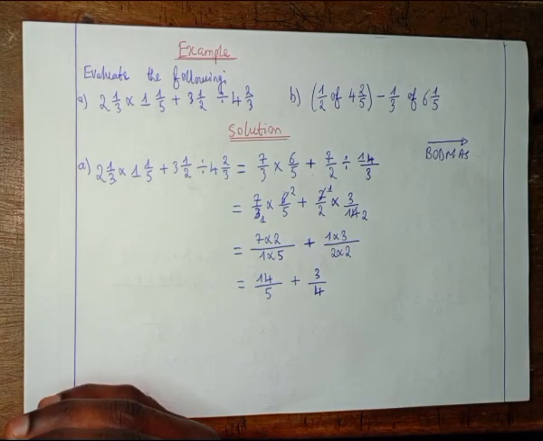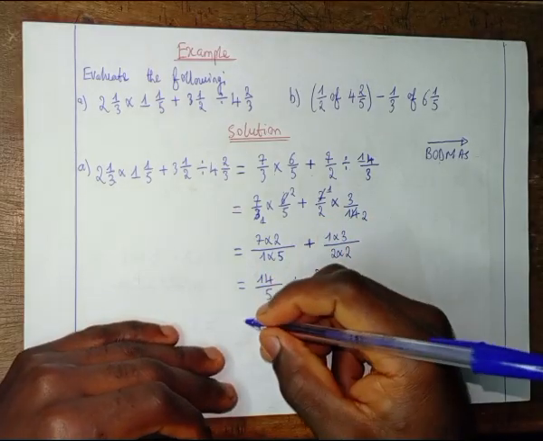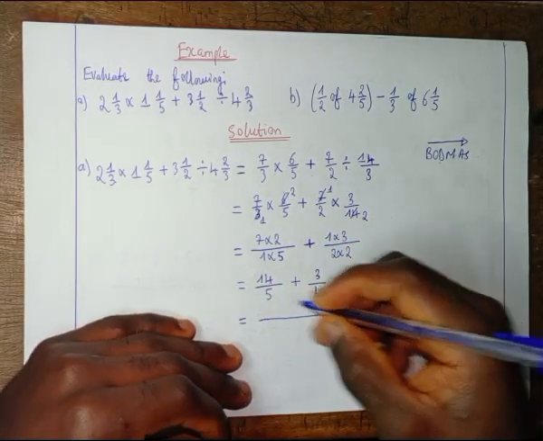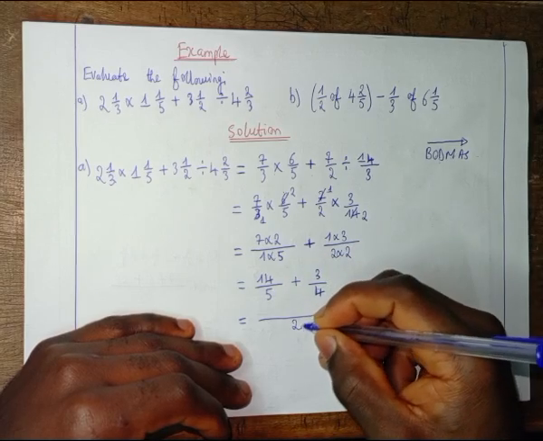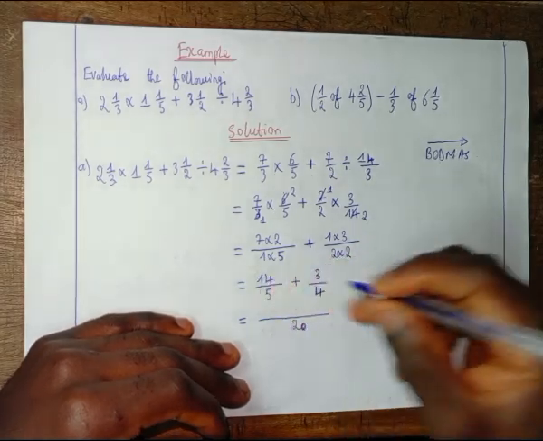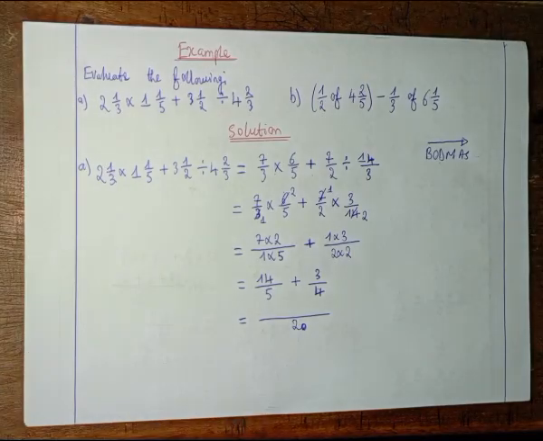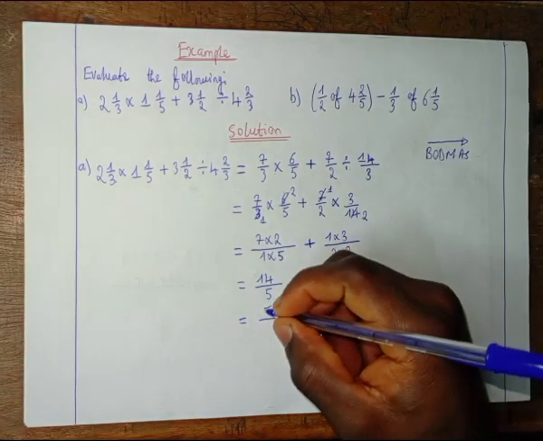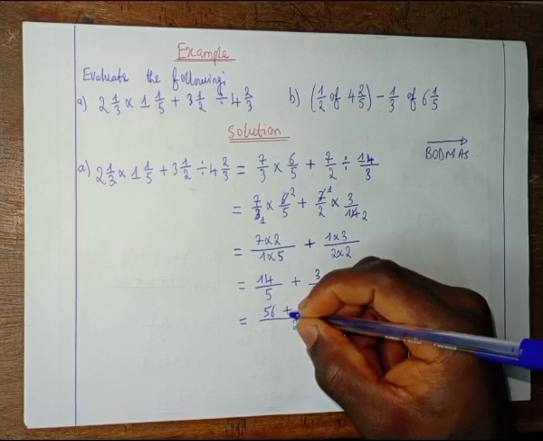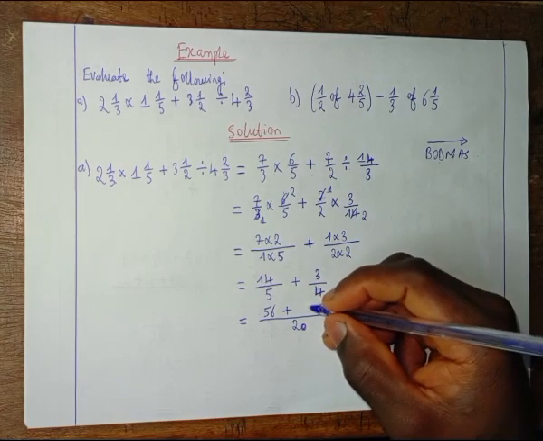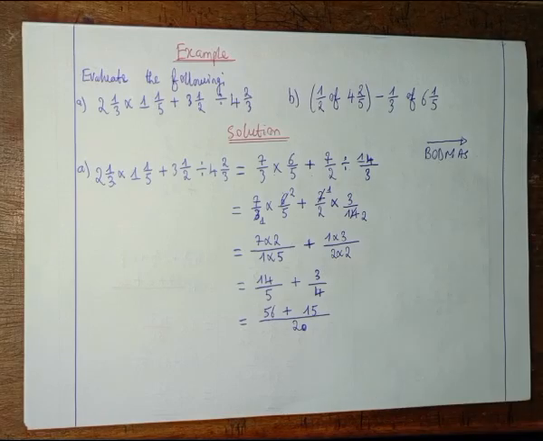Next thing now we can add these two fractions. We need to start by finding the LCM. The LCM of 5 and 4 is 20. 20 divided by 5 gives us 4. 14 times 4 gives us 56, plus 20 divided by 4 gives us 5. 5 times 3 gives us 15.